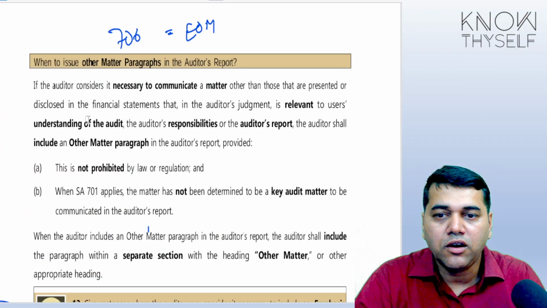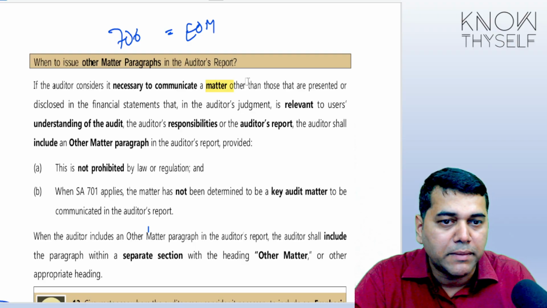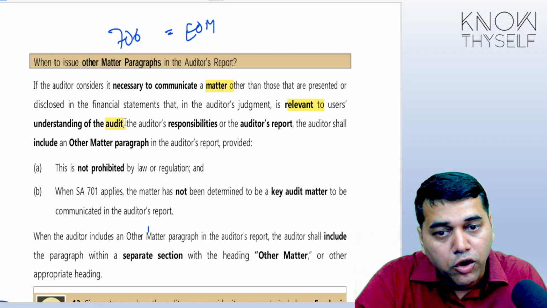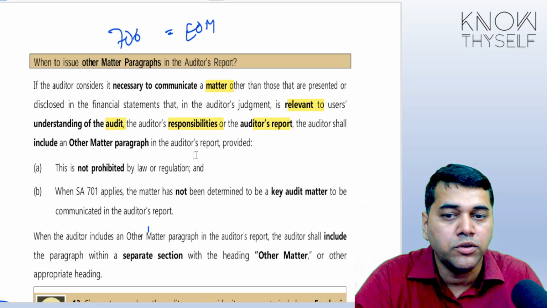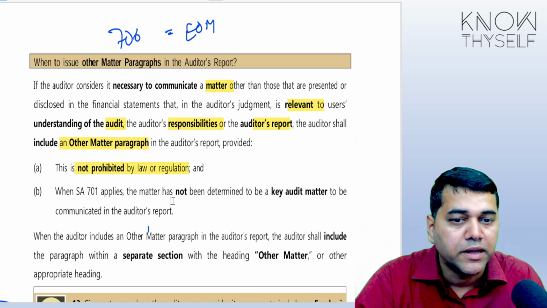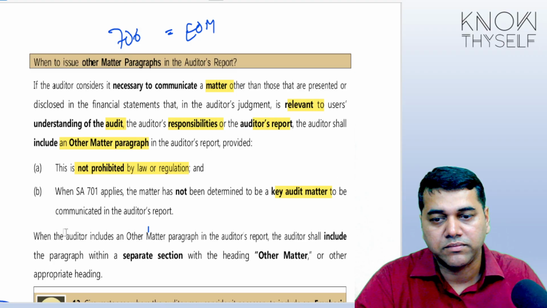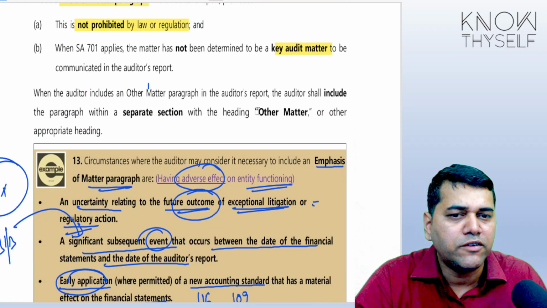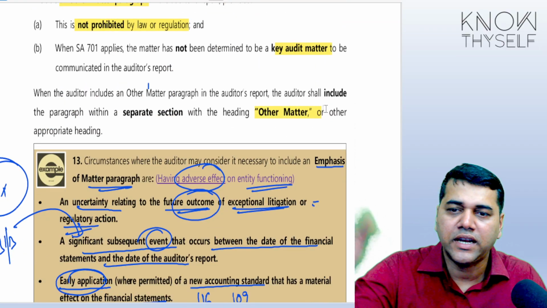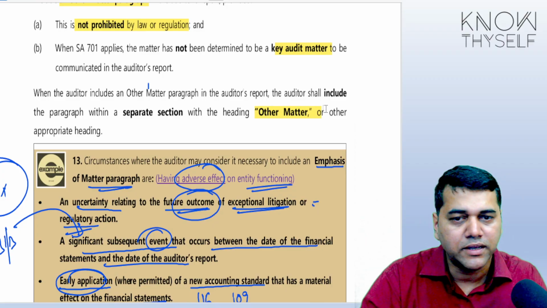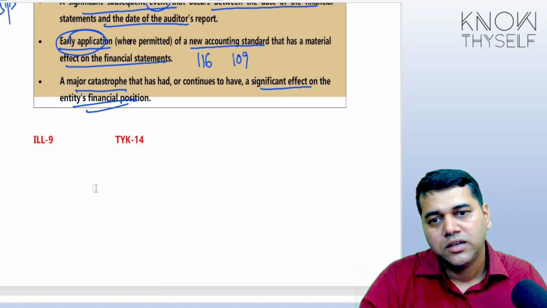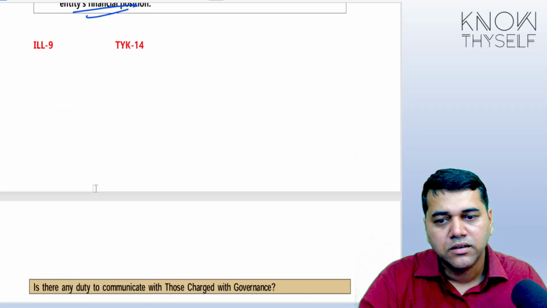So if the auditor considers it necessary to communicate a matter relevant to the users' understanding of the auditor's responsibility and report, you should include an other matter paragraph, provided it is not prohibited by law and it is not a key audit matter. Now how should you give it? Write one heading called other matter, and under this heading, you can explain each of the components. Yes, students, with this we are done.